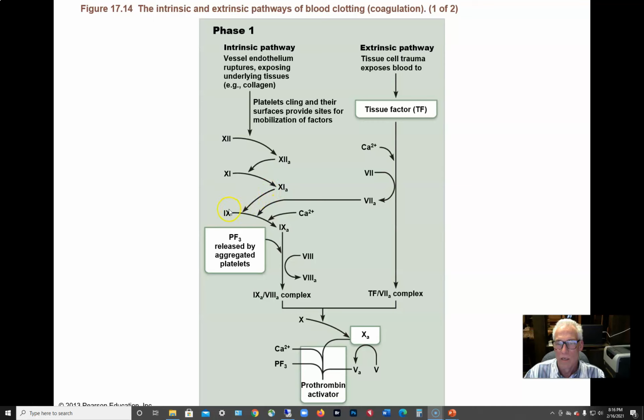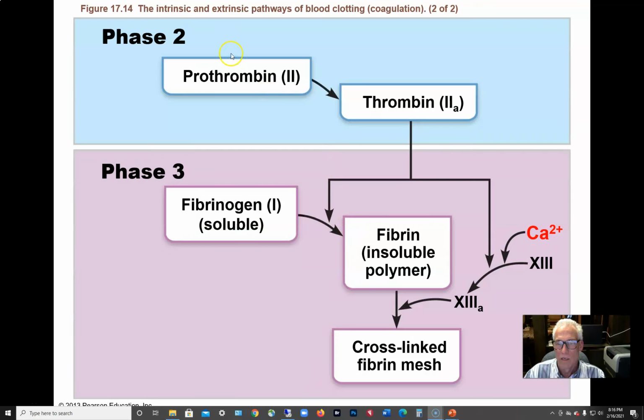Well, factor 11 plus calcium and also factor 7, activated factor 7 will activate factor 9. You don't have to memorize this entire scheme, but I'm showing you what's going on. Factor 9, along with factor 8, will activate factor 8, and this factor 9 and factor 8 complex will together activate factor 10, if you can believe it. Activated factor 10, along with calcium and platelet factor, again, activates prothrombin activator. Now we're getting close to something dramatic happening.